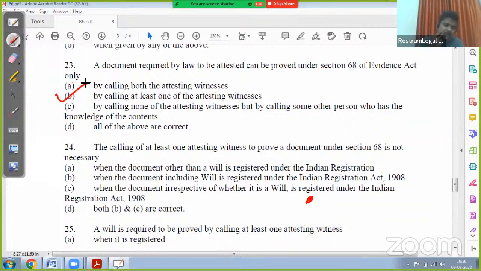ठीक है? So in the cases of contents of the document, ठीक है, attested document, the statement or the contents of a document can be proved by calling any one of the attesting witness. The calling of at least one attesting witness to prove a certain document under section 68 is not necessary, A, when the document other than the will is registered under Indian Registration Act, B, when the document including will is registered under Registration Act, C, when the document irrespective of whether it is a will is registered under Indian Registration Act 1908. Option D, both B and C are correct. क्या होगा?